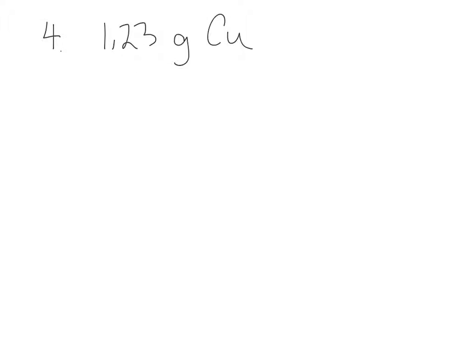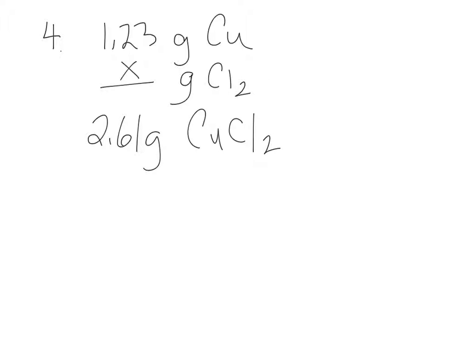1.23 grams of copper reacts with chlorine to produce 2.61 grams of CuCl2. This is the mass of our product. 1.23 grams of copper became 2.61 grams of copper(II) chloride.